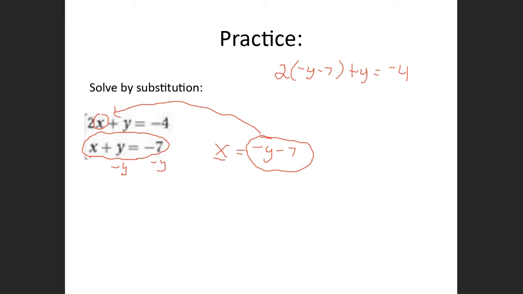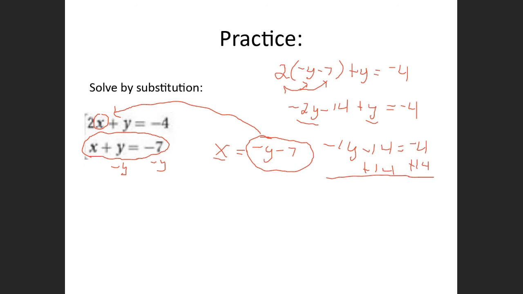And then I have to solve this. Remember, when we have parentheses, we multiply through. So that gives me negative 2y minus 14 plus y is equal to negative 4. I'm going to add my variables together. So negative 2y plus y is negative 1y minus 14 equals negative 4. I'm going to add 14 to both sides because I want to isolate my variable. So negative 1y is equal to 10. So y is equal to negative 10, because you can't leave that negative in front, so I divide through by negative 1.